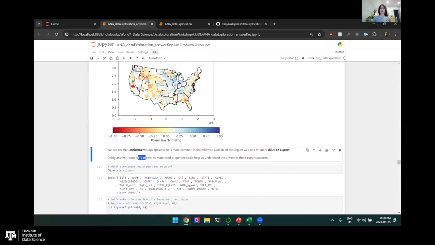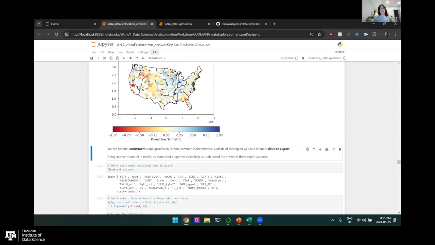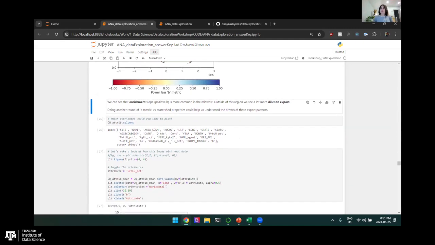Doing another round of, at the start, looking at how the B metric relates to watershed properties, understanding those patterns together, would be a nice iteration to do. But for the sake of time, and also because that stuff's a little boring, we won't do it.